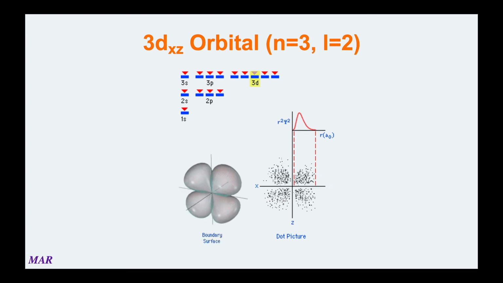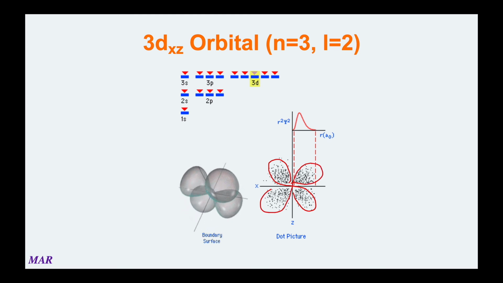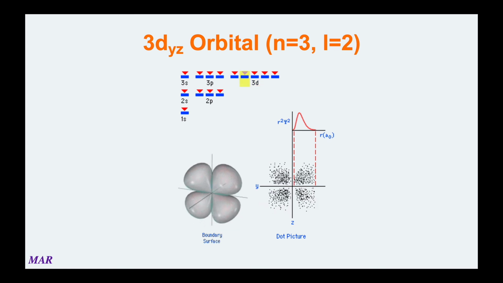This one is the 3dxz, all right? So you can see again how you have kind of like 2 of these figure 8s, and they're between the x and the z axes and stuff like that. But again, they look very similar, just different axes. This is 3dyz. So again, those lobe things are kind of between the y and the z, and they rotate around, looking pretty cool.